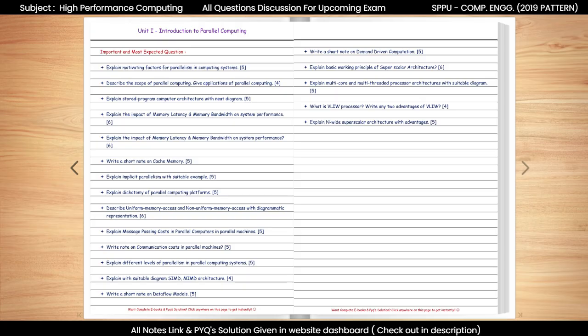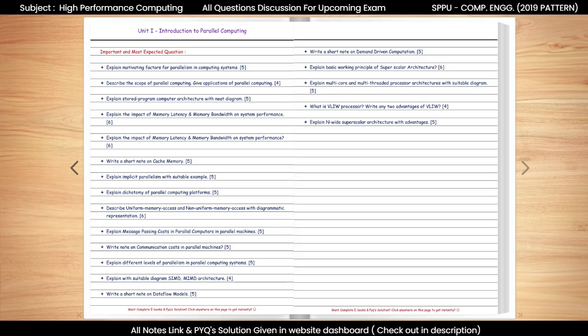Now, let us move on to our next important topic, VLIW processor. From this topic, we can expect questions such as, what is VLIW processor? Write any two advantages of VLIW. VLIW stands for Very Long Instruction Word. In this architecture, a single instruction contains multiple operations that execute in parallel. The compiler decides which operations can run together. Advantages include simpler hardware and efficient parallel execution when the compiler is well designed.